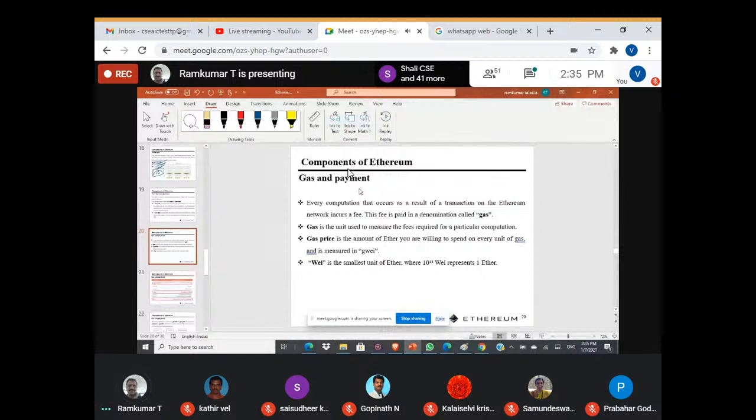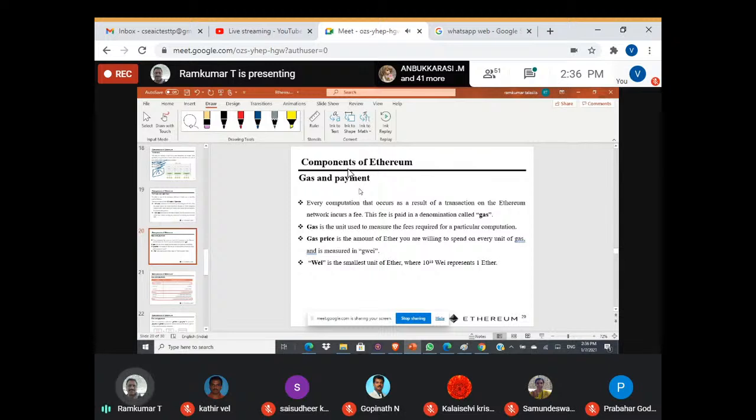Then what is gas? Suppose I am writing a C program. Whenever I write a C program, I can write it with minimal steps. What is the need for writing minimal steps of code? I don't want to waste resources. I will calculate the time complexity and the space complexity, where I will get the lesser time and space complexity. I will take that into consideration. That is a usual scenario, right? In the same way here also, we are paying in terms of gas for the execution of my contract.